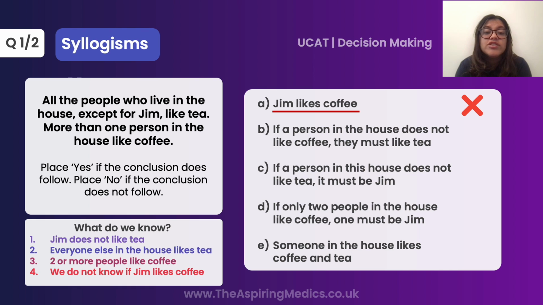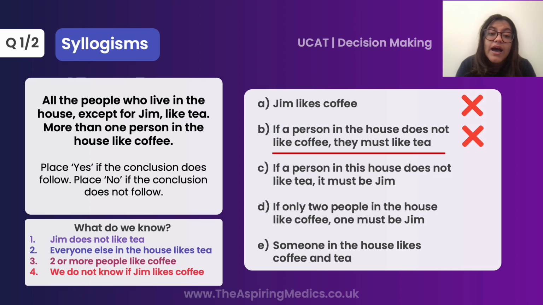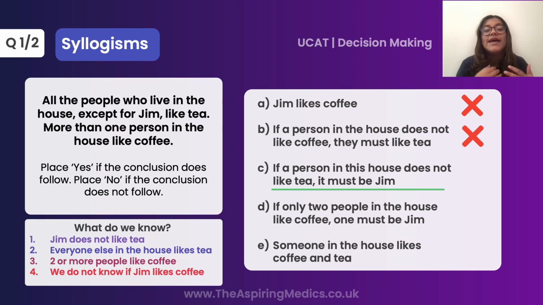If a person in the house does not like coffee, they must like tea. Again, we're not sure about this. This might be false. Third, if a person in this house does not like tea, it must be Jim. This we're sure about because, as you can see, the first statement in the what do we know section is that Jim does not like tea.